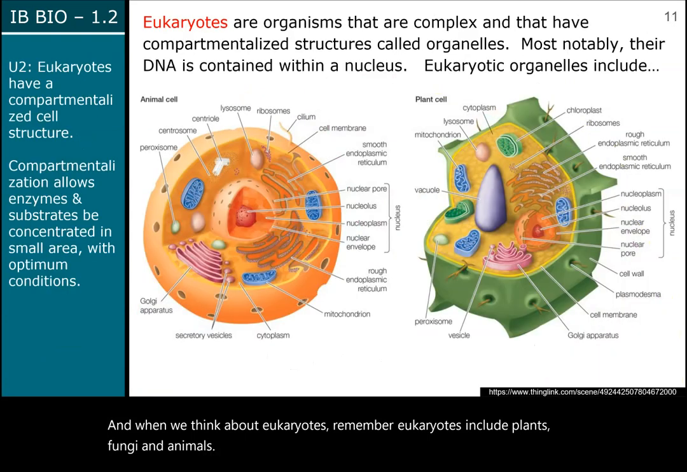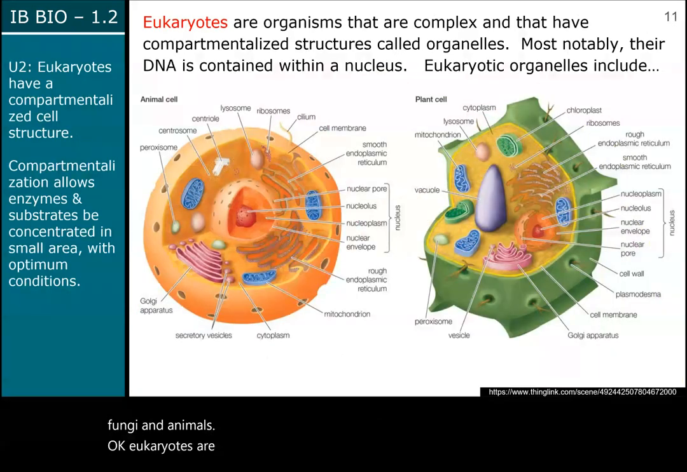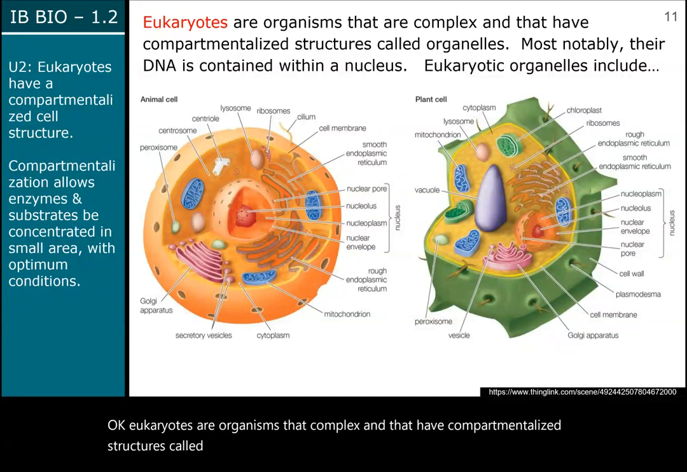Okay, eukaryotes are organisms that are complex and that have compartmentalized structures called organelles. Most notably, their DNA is contained within a nucleus.